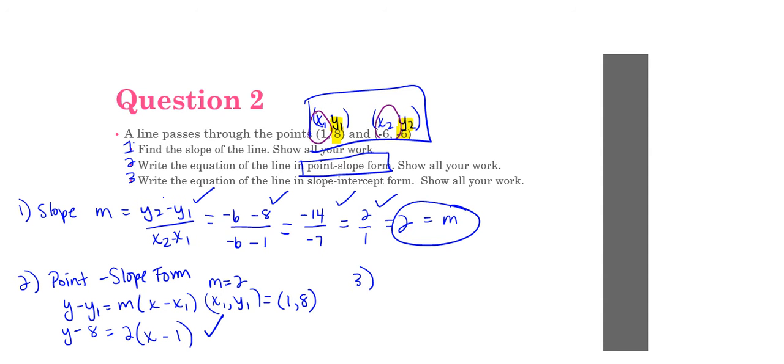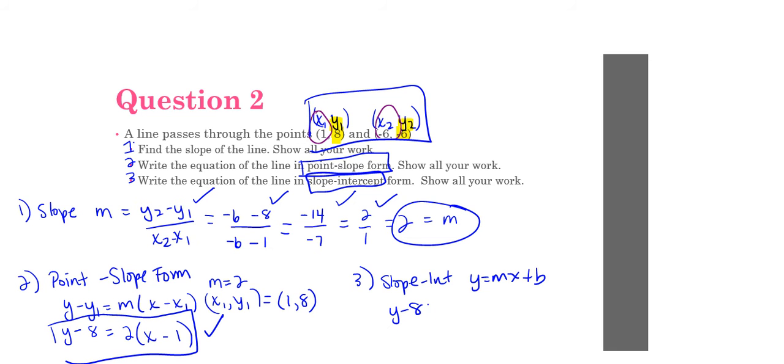So in part 3, it says to write the equation of the line in slope-intercept form. Okay, so slope-intercept form is y equals mx plus b. Now I already have an equation here, my point-slope form. I already have that, right? I already have an equation. So I can take that equation, because the equation doesn't change, we just transform it to a different form.